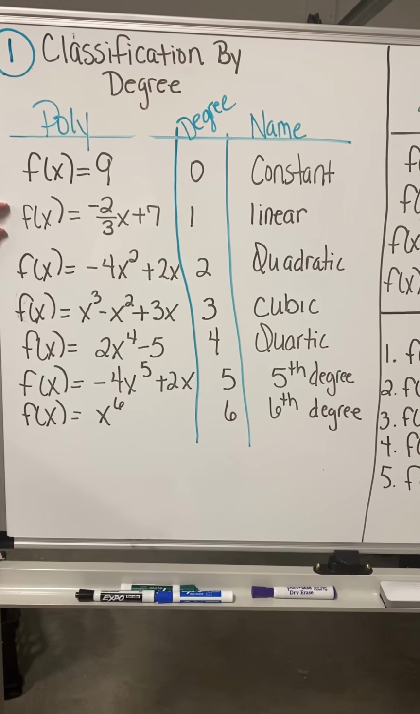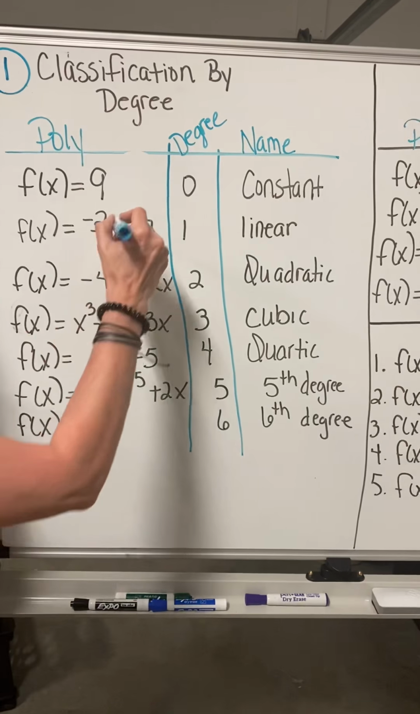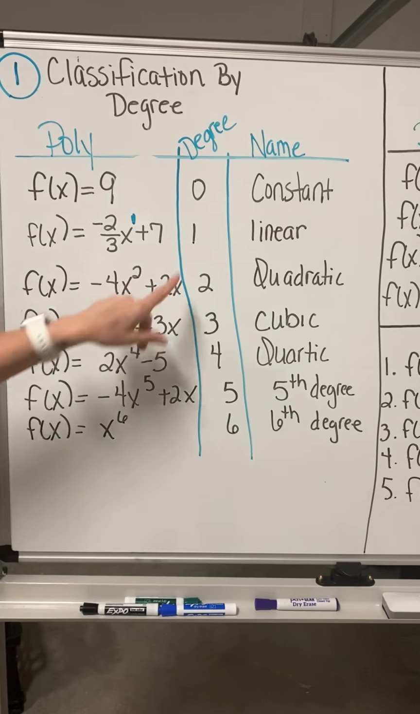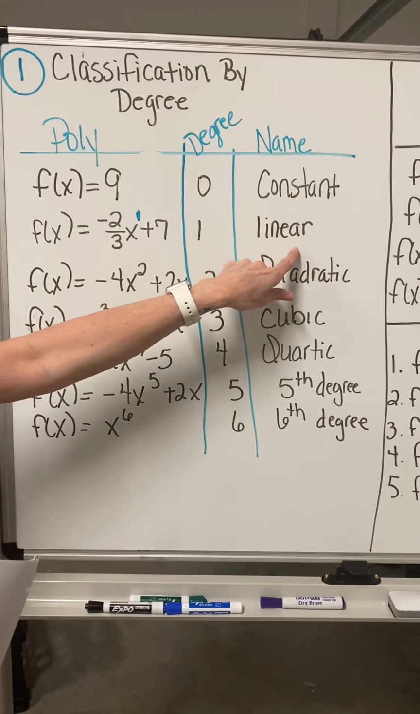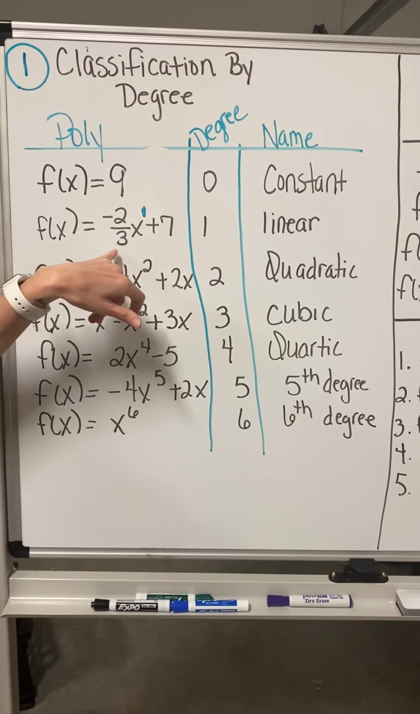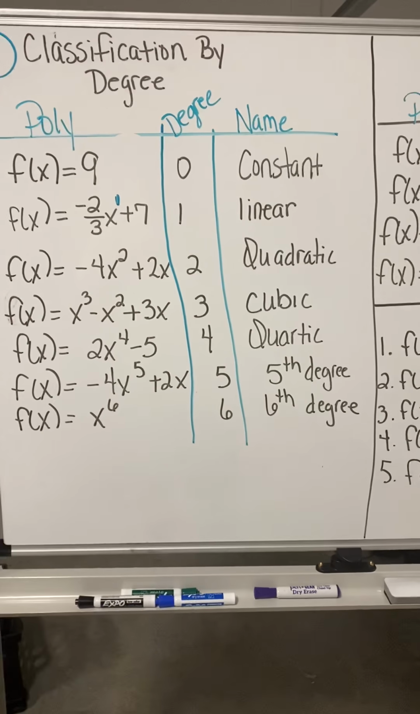Okay, in this second one, your exponent on the x is a 1. So the highest exponent that we have is 1, and that is called linear. Now, if you go back and think of what linear means, it means y equals mx plus b. So that kind of falls into our linear category.